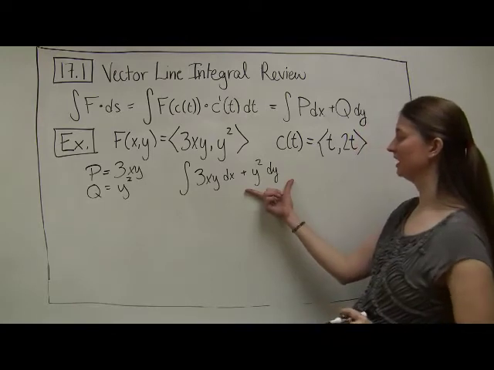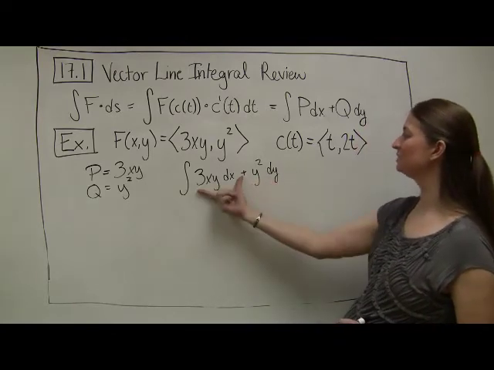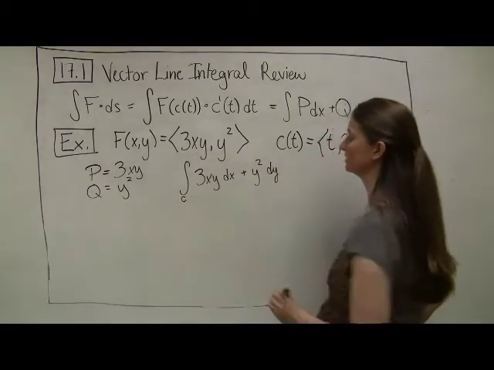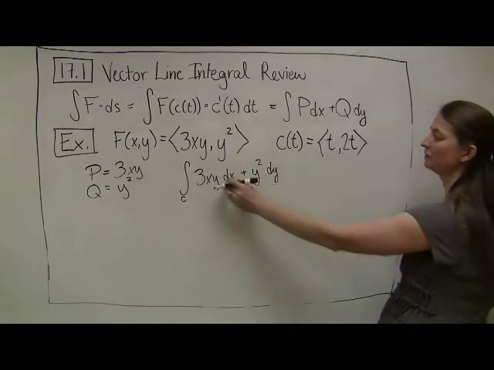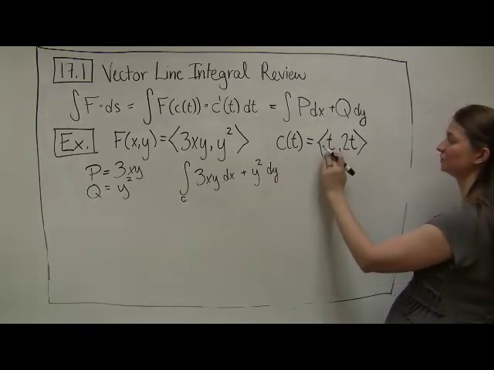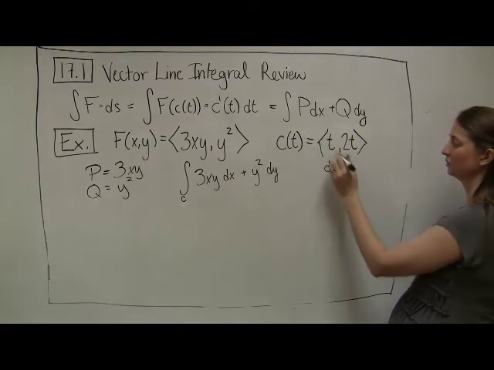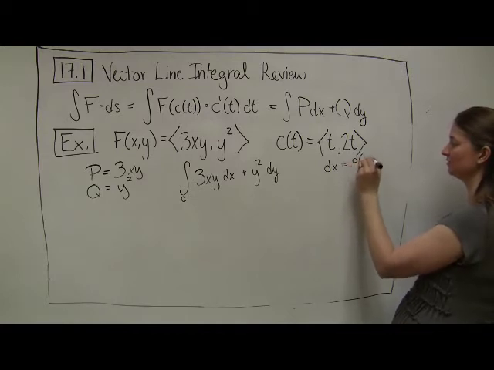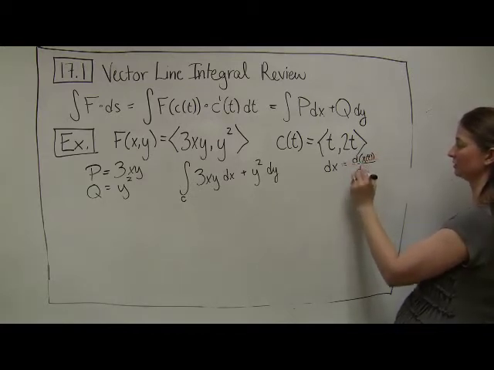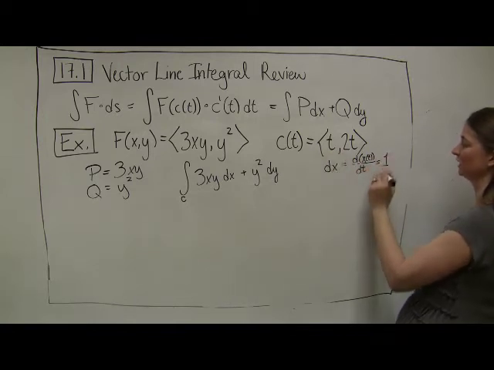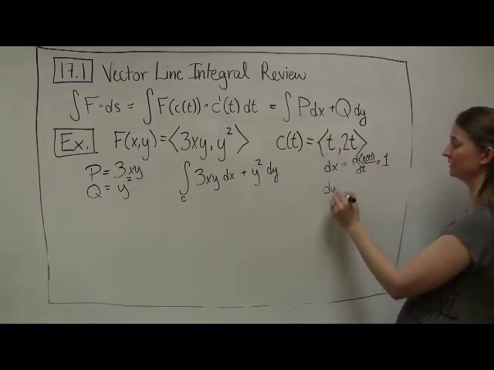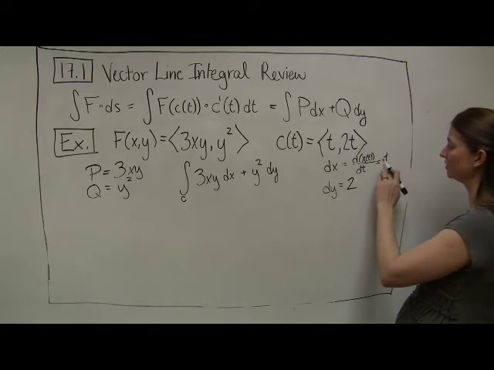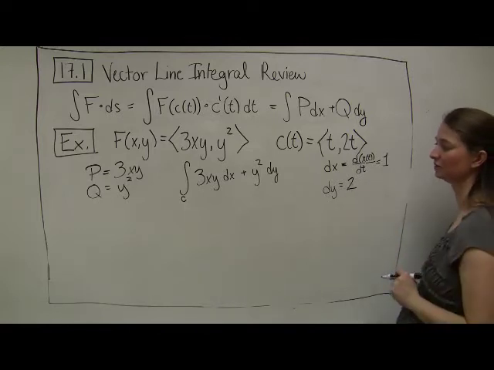Just a funny way of writing it. But when I actually want to compute this, I have to go into my t variables. So this is an integral over c, and when I compute it, I have to do a little scratch work. My dx in this case is the derivative of this x component with respect to t. So I'm thinking to myself, what is the derivative of this x of t function with respect to t? It's just going to be 1, because the derivative of t is 1. Similarly, dy is going to be the derivative of 2t, which is just 2. So now I know what dx is equal to and what dy is equal to.